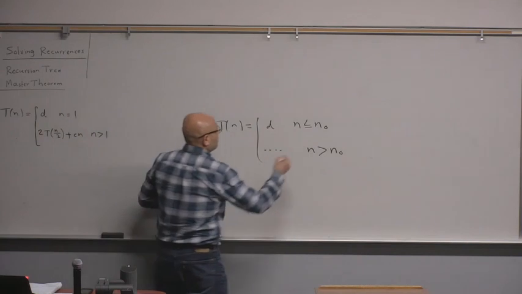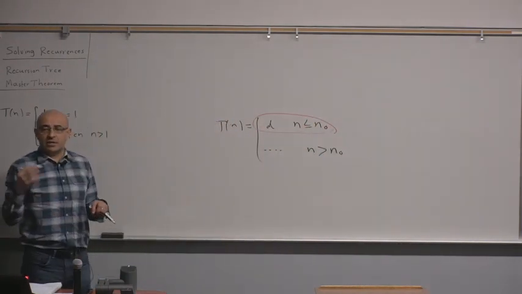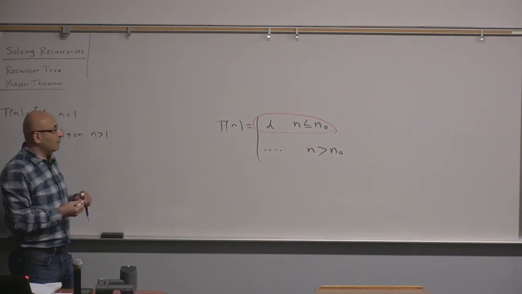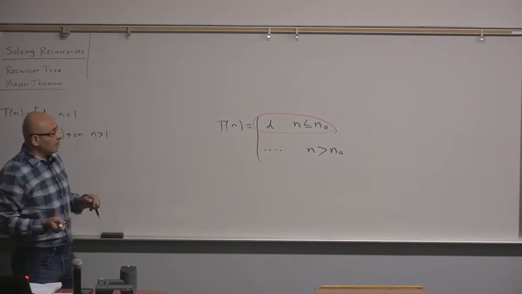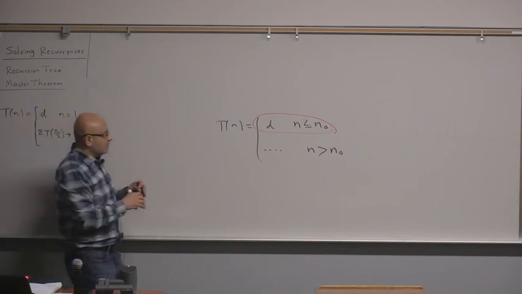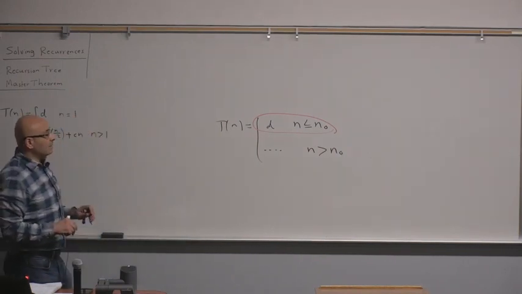Later on we'll start dropping this, because it will always be the same. There is always a constant running time for the base case, and we will not be writing this explicitly. We will be assuming that it's known that the running time for the base case is constant.